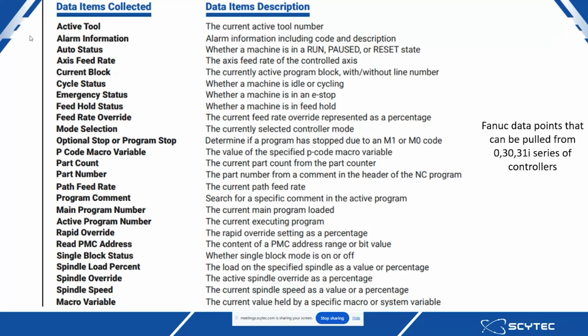So what we're looking at here is a list of data items that are collected off of the Fanuc 0, 30, and 31i series of controllers. And you can see things like we are able to retrieve information based off the active tool, alarm information, cycle status, part counts, part numbers, path feed rates, spindle overrides, macro variables, and spindle speeds, and more. So I definitely advocate for you guys to go and look at our website and see some of the different data items that can be collected off of the machine brands that are probably more than likely out on your shop floor.